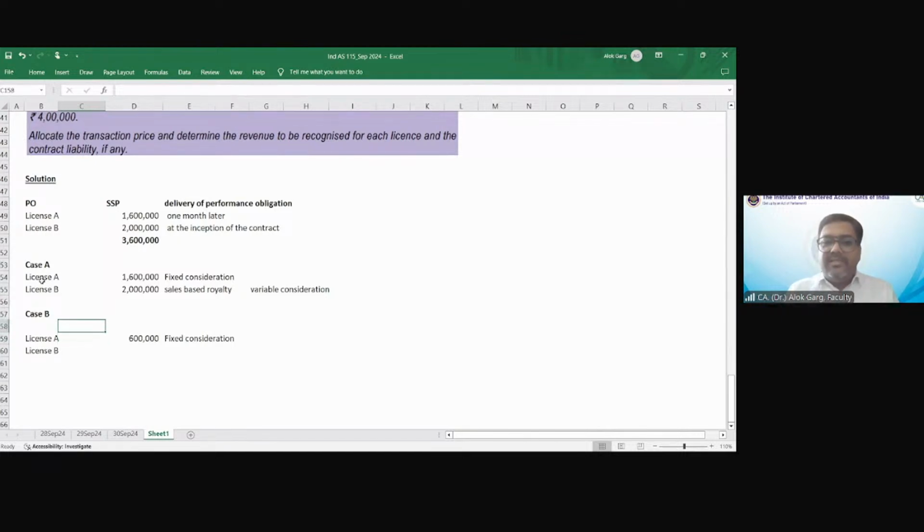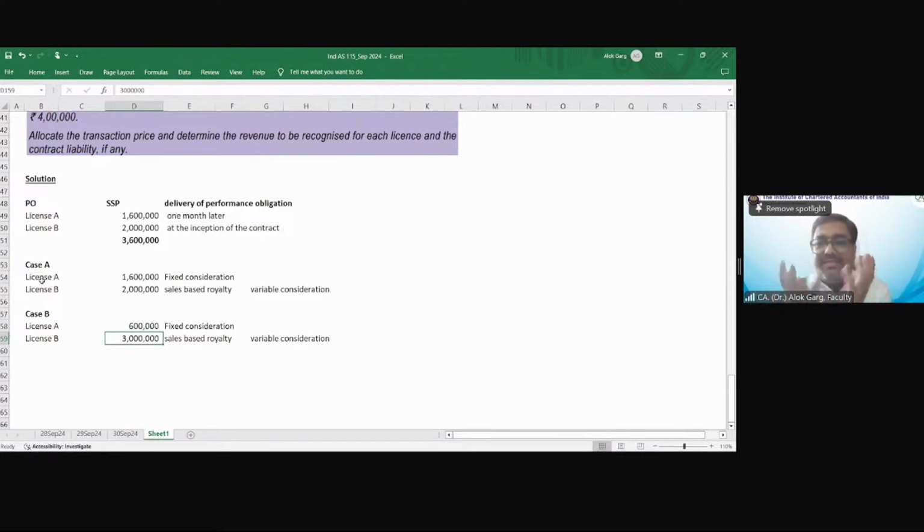So likewise, for doing some manipulation, this company has planned with the customer that, Mr. Customer, I will sell license A for 6 lakh rupees and license B on the basis of sales based royalty, on the basis of variable amount which was allocated to license B. This pertains some amount which is related to license A also. Don't you think that license B has been given more weightage in comparison to license A? So don't you think you need to see this entire transaction price as a single transaction price, right?